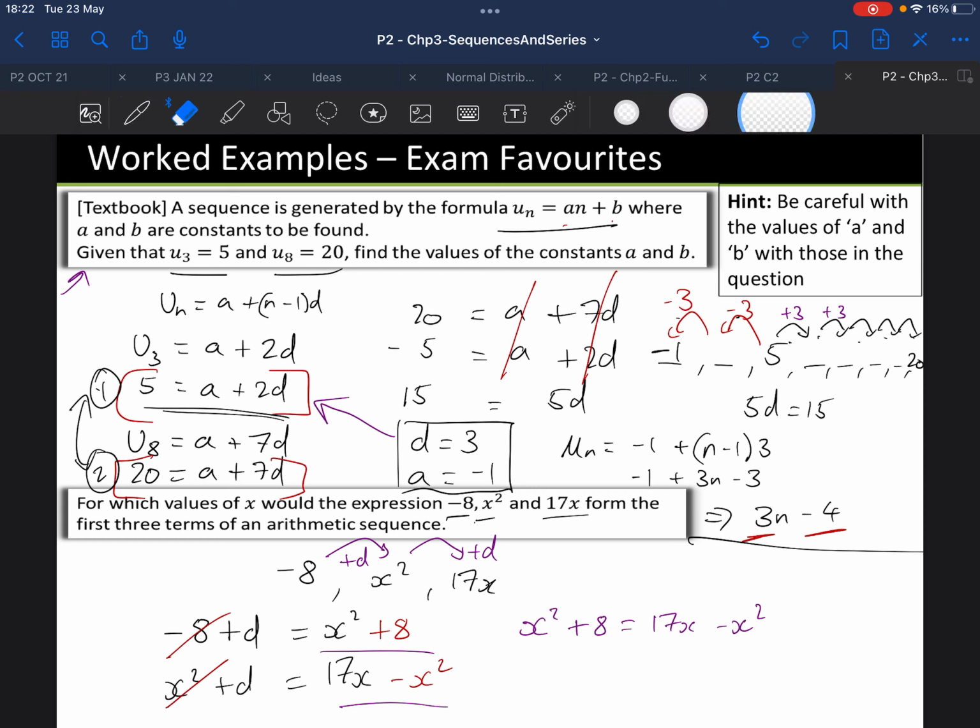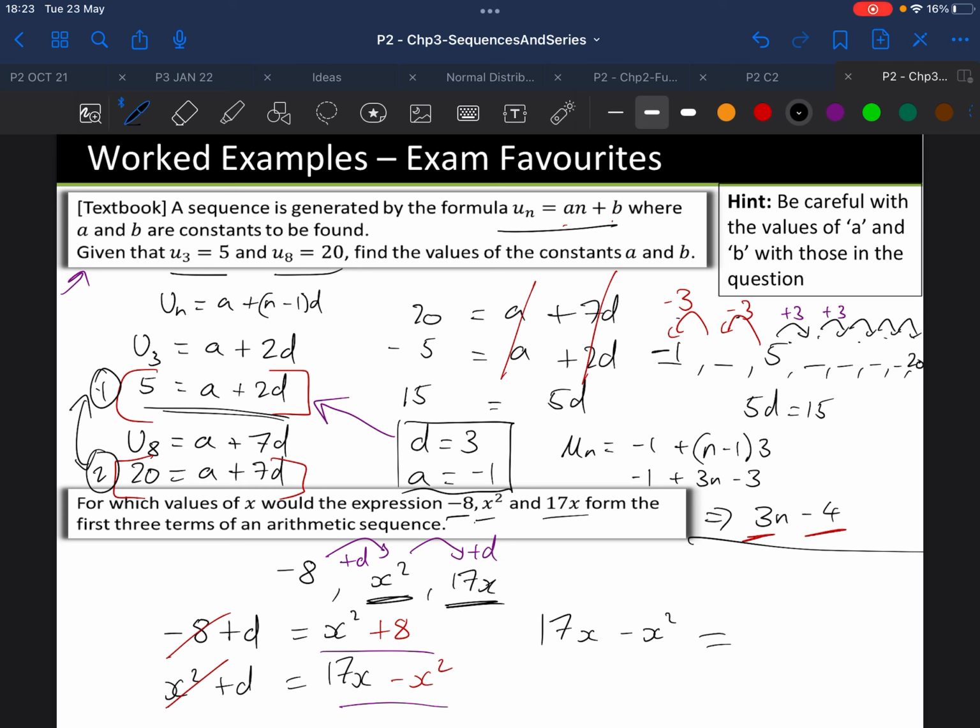I'm going to do it a different way though, because this isn't the way I normally do it and it hasn't worked out very nicely. So the way I normally recommend that people answer these questions is they say that 17x minus x squared, the difference between the third and the second term, should be equal to the difference between the second term and the first term. That's just how I would normally set the question up. Okay, x squared minus 8. And you see you get the same result.